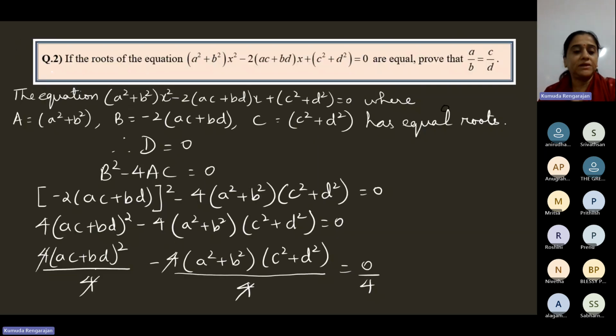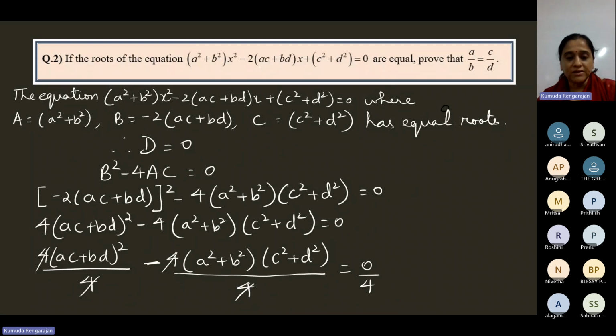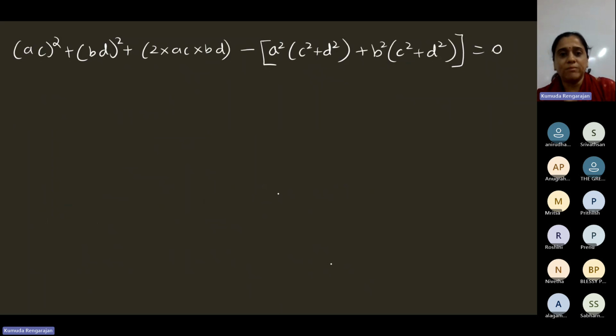So (AC + BD) the whole square is AC squared plus BD squared plus 2 into AC into BD minus, see here, there's a minus sign and there's a product here. This minus sign is for all the terms in the product. So see the bracket minus, we're going to multiply the two brackets. Everybody has a minus sign. So I've used the square brackets. Can you see? Minus and in square bracket, we're performing the multiplication.